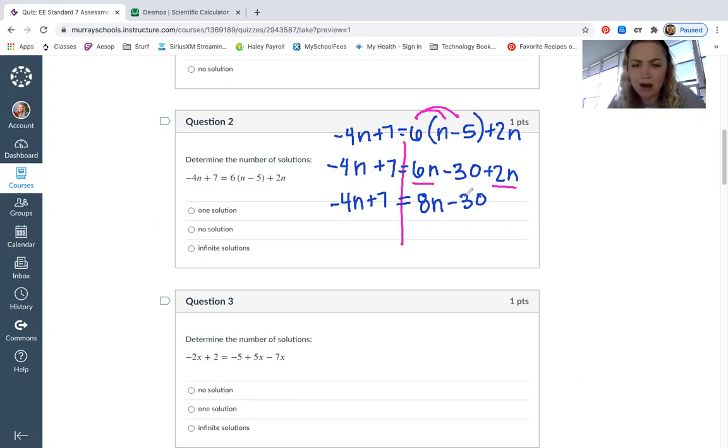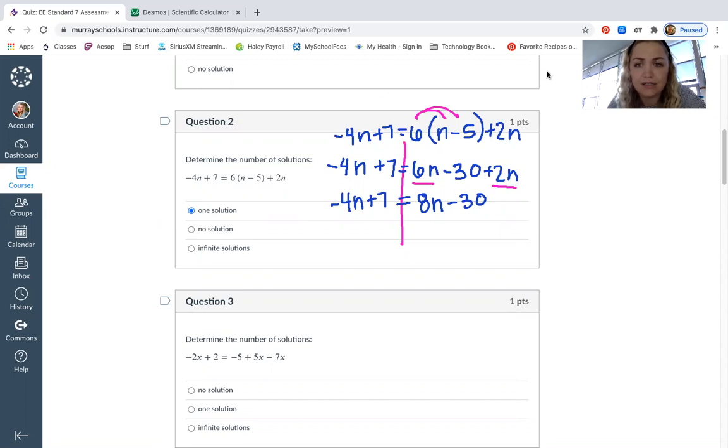Okay, so let's compare. We have negative 4n over here and 8n over there. Those don't match, so they won't eliminate one another. If they are not going to eliminate one another, then we know that this is going to be one solution. Now, if it were asking for the final answer, I would add 4n to both sides, add 30 to both sides, and then I could get my final solution from there. But it's not necessarily asking for that. It's just asking one solution, no solutions, or infinite solutions.